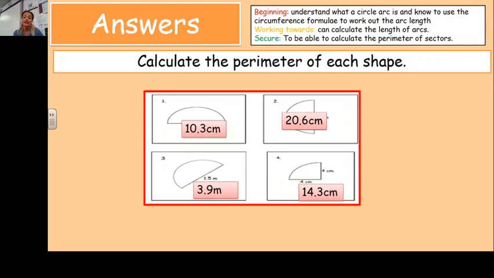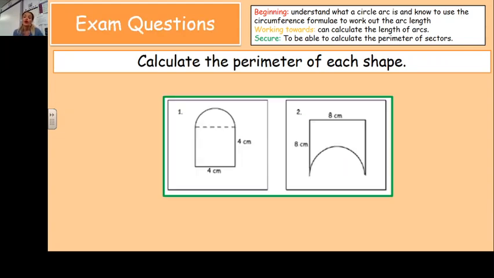Okay, so you had 3 semicircles here. Okay, so question 1, you should have got 10.3 centimetres for the overall perimeter. Question 2, 20.6 centimetres. Question 3, 3.9 metres. And question 4, 14.3 centimetres. So make sure you mark the ones you've done, and if you didn't get any right, you just need to work backwards with the right answer here and see if you can spot where you made your mistake.